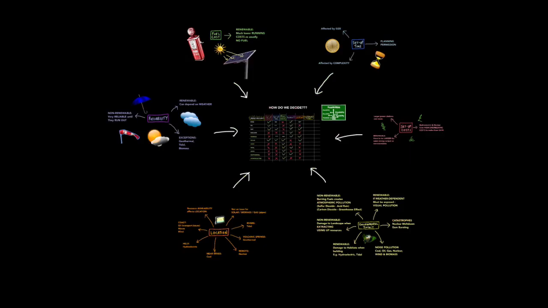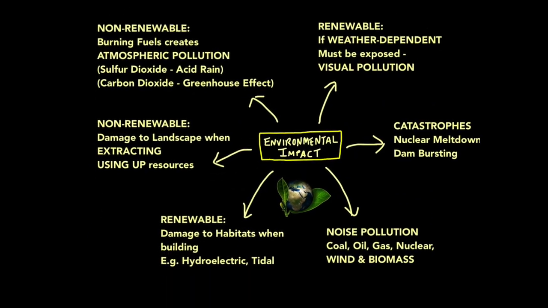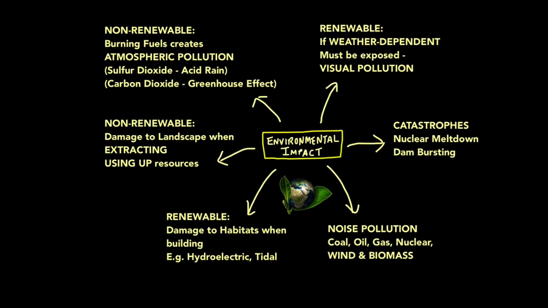Okay, last but certainly not least, the environmental impact. In my opinion, this is probably the most important thing to consider in terms of where we are with our planet right now. Non-renewable energy resources, while burning them, create atmospheric pollution such as sulfur dioxide, which causes acid rain, carbon dioxide, which can lead to the greenhouse effect.